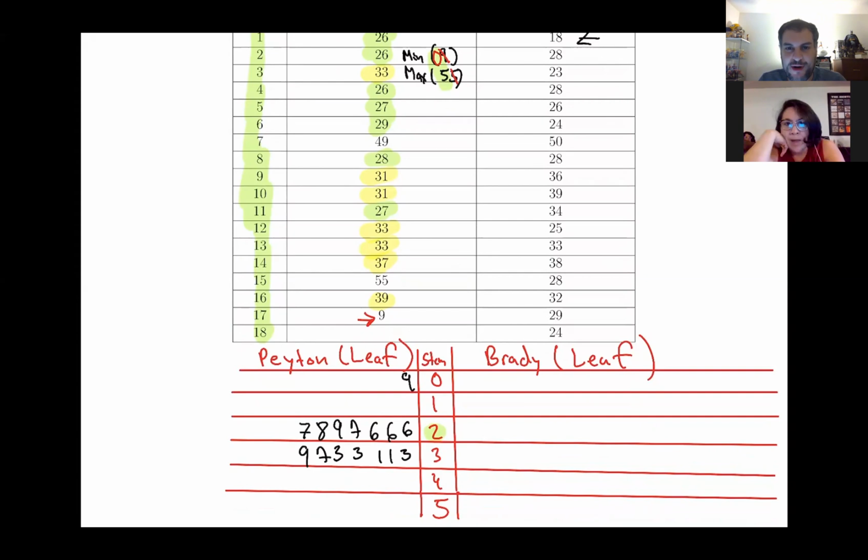Now we're gonna do the 40s. The 40s are pretty easy because there's only one number in the 40s, which is 49. So that means you put 9 right here. And lastly, we have 55. So you put 5 right there. And we're done. So that's our stem and leaf plot for Peyton Manning and how many touchdowns he threw per season. All right, any question in regard to the Peyton Manning leaf?